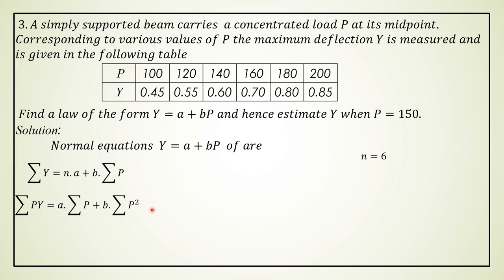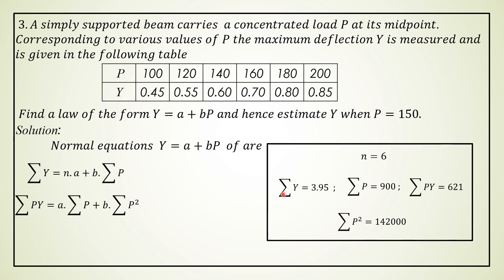The number of observed values: they have given 6 observed values over here, so you have the value of n is equal to 6. Summation of y, the sum of the values of y over here, is 3.95. Summation p is 900. Summation of p into y is 621. Summation of p square is 1,42,000.